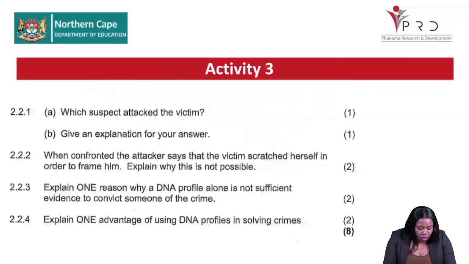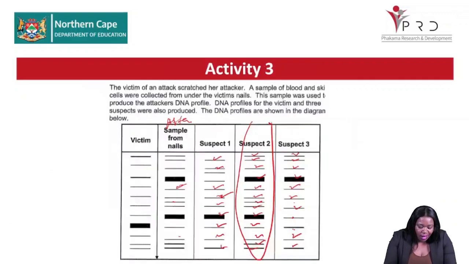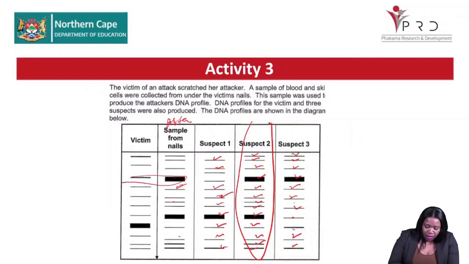222. When confronted, the attacker says that the victim scratched herself in order to frame him. Explain why this is not possible. Now, if we have a look at this sample and the sample of the victim, they do not match. There's no way that the sample of suspect 2 could match with the sample of the victim. So we can see from here, they are not matching.